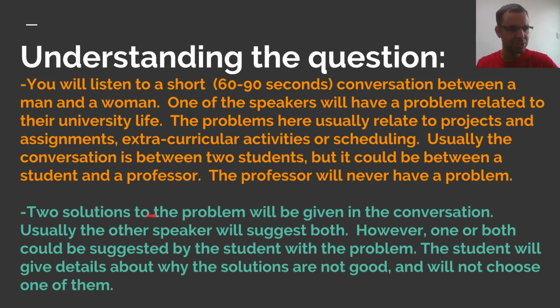In that conversation, two solutions to the problem will be suggested. Usually, the speaker without the problem will suggest both of these. However, one or both could be suggested by the student with the problem. The person with the problem will give details about why those solutions are not good, and in the end, they will not actually choose one of them.